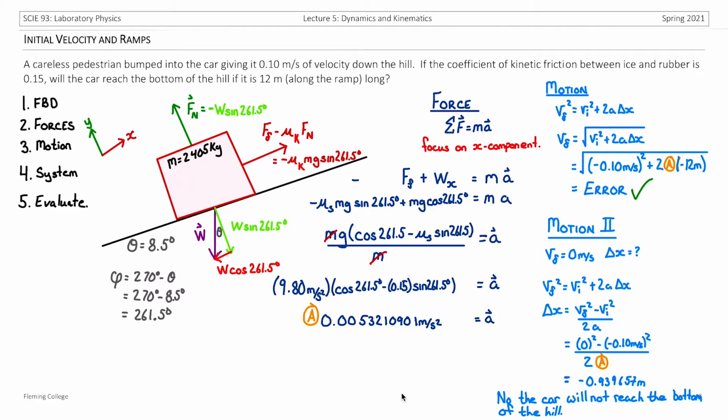So you see, we've taken our understanding of ramps from the previous problem, which often revolves around how we decompose that weight vector. And now we've combined them with our understanding of frictional forces. And again, we're trying to connect motion to that net force using the same approach.